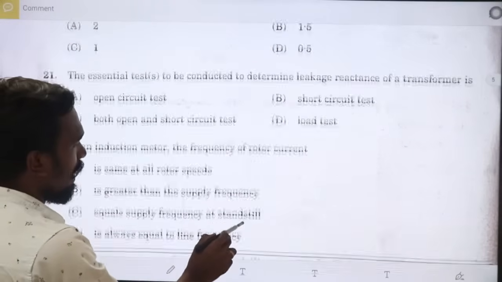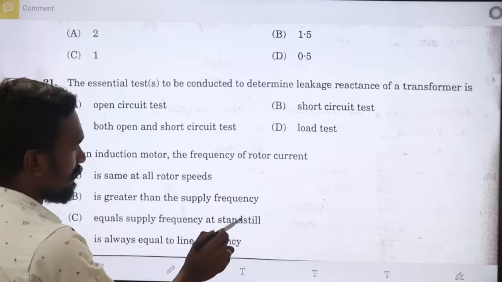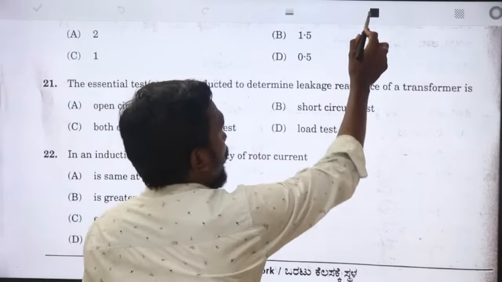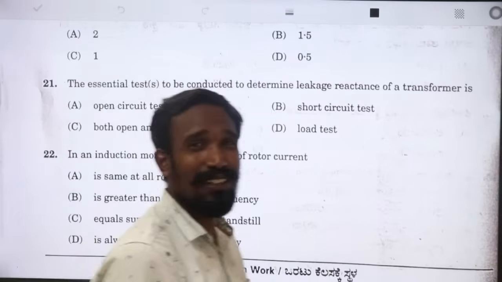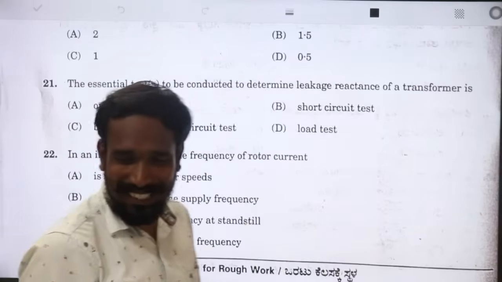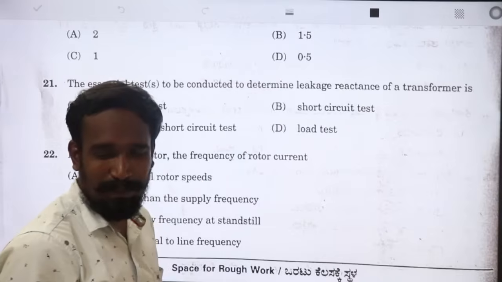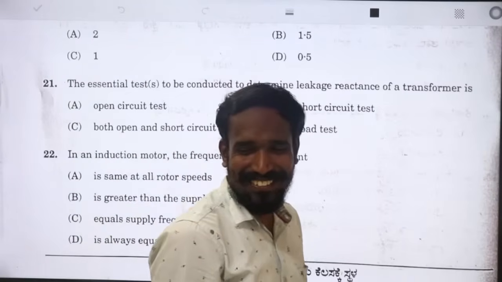Really, you people have very much interest in the question paper discussion. I expected that. I came here at midnight. How will the students feel? Tell me how you people are feeling. Are you okay, guys?